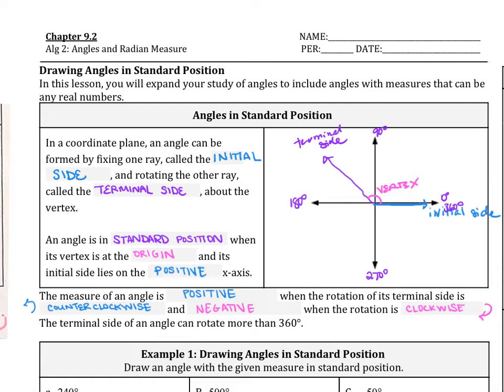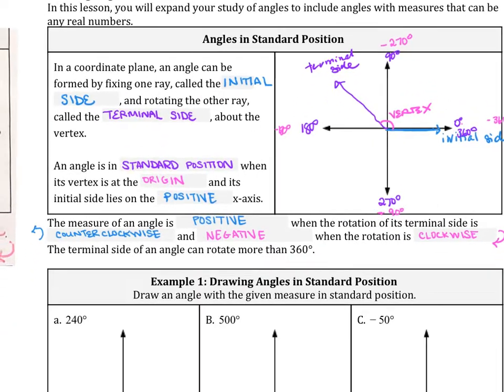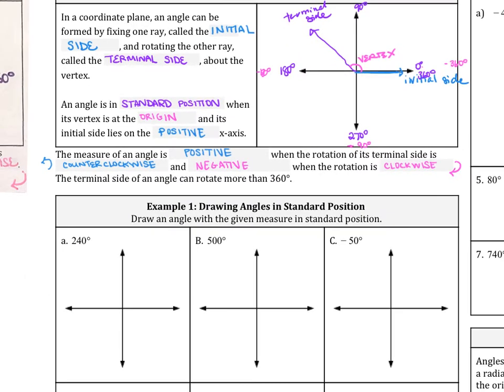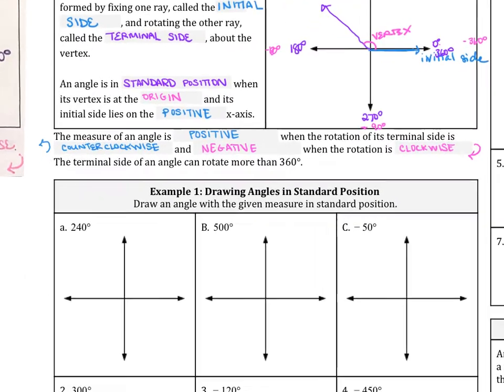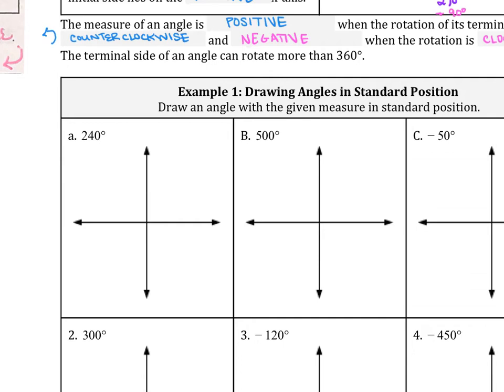Now, if we were to label the negative going the other direction, this is 0 degrees. Then down here would be negative 90 degrees. This is negative 180 degrees. And then up here is negative 270 degrees. And then negative 360 degrees. And it could keep on going. So that is very helpful. When you're trying to draw angles in standard position, it will be helpful to label the axes with those specific numbers.